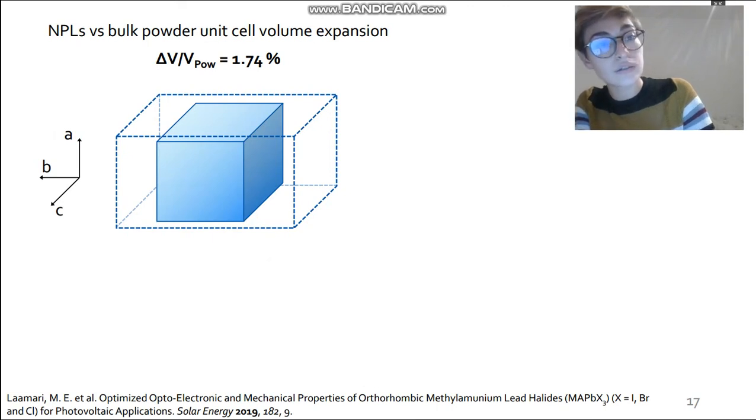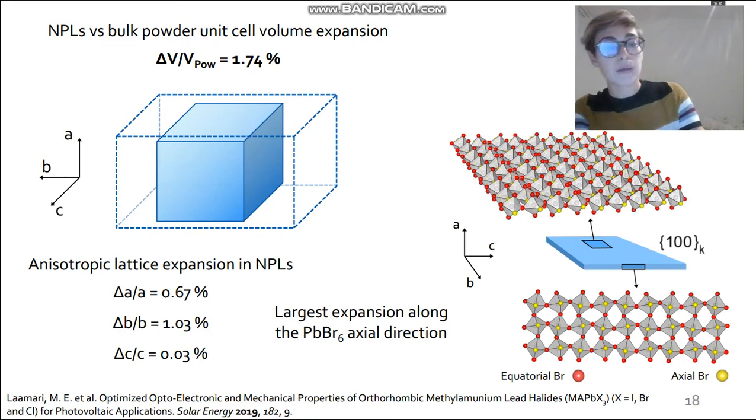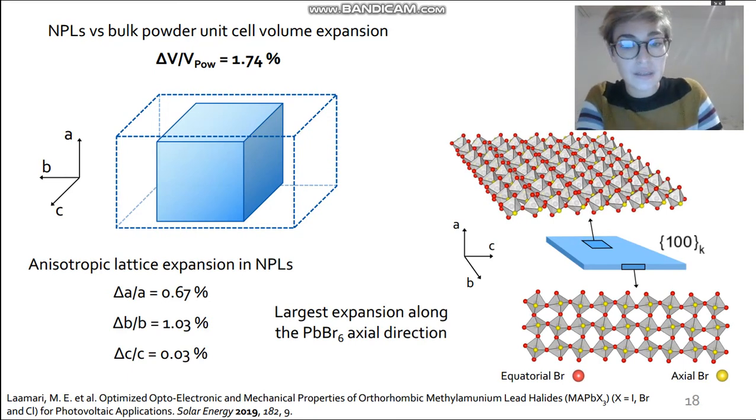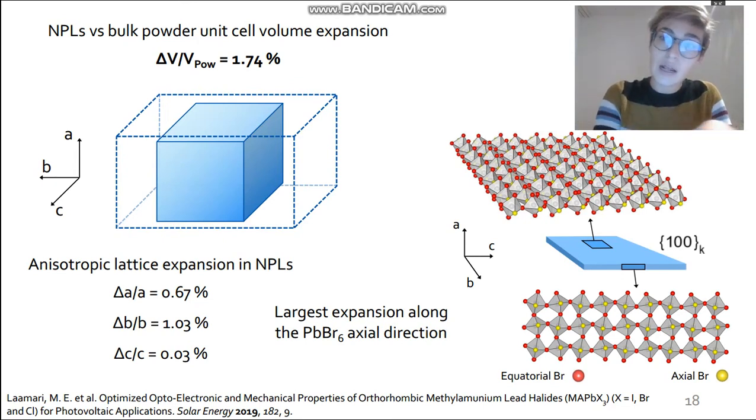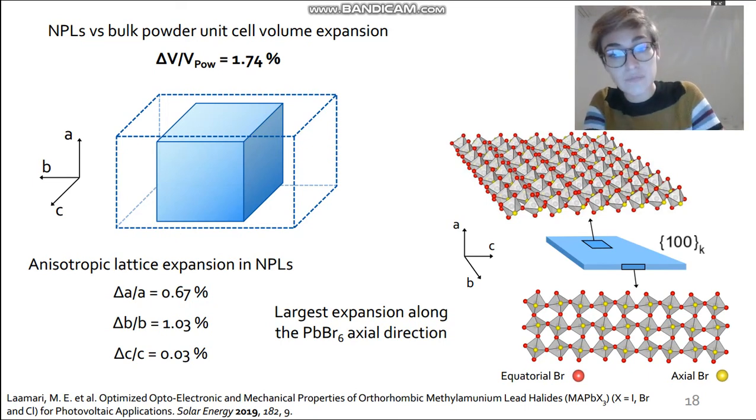Notably, this model reveals a remarkable cell volume expansion of 1.74% if compared to the bulk powder material. And the lattice expansion is anisotropic, exhibiting the largest expansion along the B-axis, that is the direction along which run the axial bromides. And this experimental finding agrees with recently reported DFT calculations, suggesting that lead-halide perovskites exhibit markedly different elastic constants, in particular between the axial and equatorial lead-halide directions.